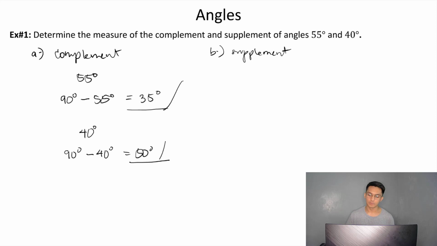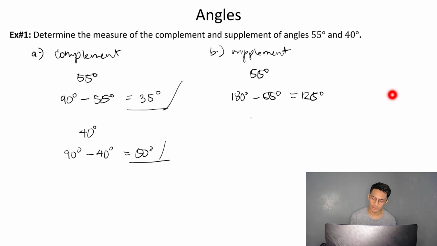Yan. Supplement of the angle 55. Now, again, sa definition of supplementary angles, dapat yung sum nila is 180 degrees. We have 55 here, so ang gagawin natin is 180 degrees minus 55 degrees. The answer is 125 degrees. So, meaning, the angles 125 degrees and 55 degrees are supplement to each other.